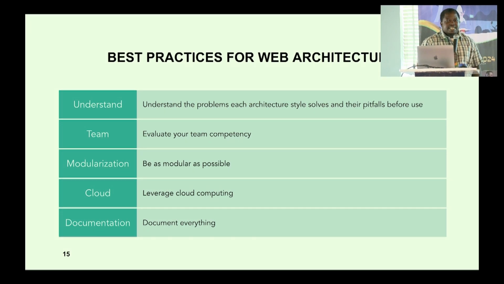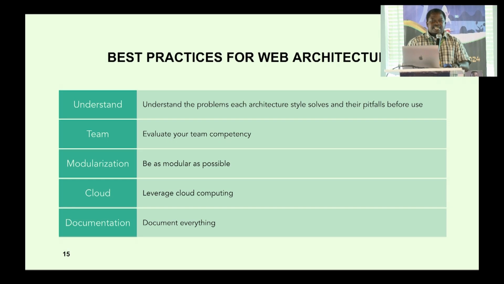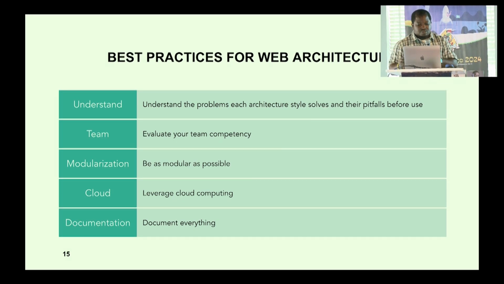Number three is that you have to be as modular as possible. And what that means is that even in your microservice, you have to be strict about your interfaces. You have to be strict about their communication. What is supposed to be a method call should never become a network call. You have to be strict about how everything communicates between each other.